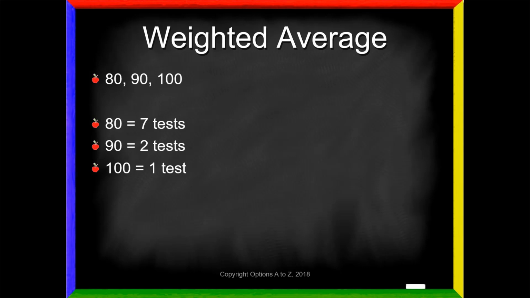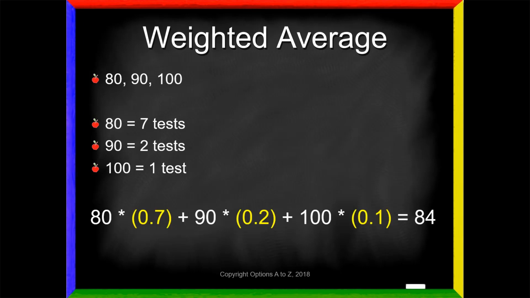So if we go and use that same calculation, and I say you received an 80, 70% of the time, so that 0.7 would be our weight. And then you received a 90, 20% of the time, or 2 out of those 10 tests. And then finally you received a 100, 10% of the time. And if we multiply those out and add them up, you get 84.